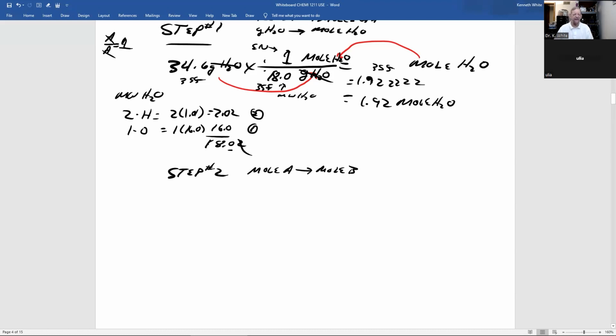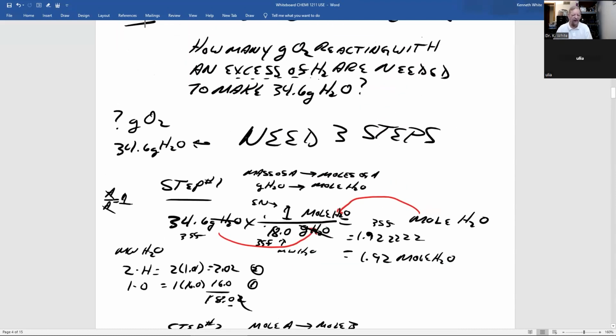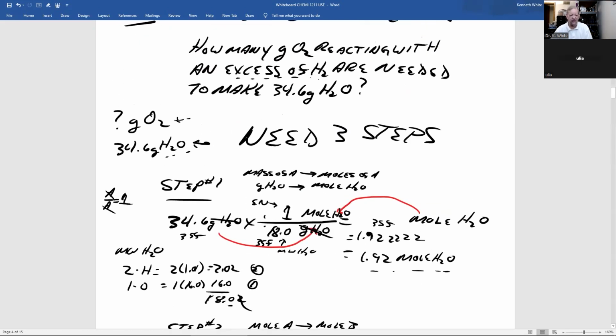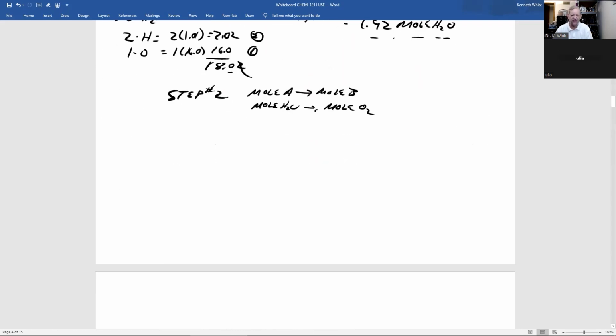Now, what does that mean? Well, where are we starting with? Water. What are we trying to get to? Something with oxygen. So what this really means is we want to go from moles of water, which we just calculated up here, to moles of oxygen, where we want to get to. Because we want to get the grams, but before we get the grams, we have to get the moles.